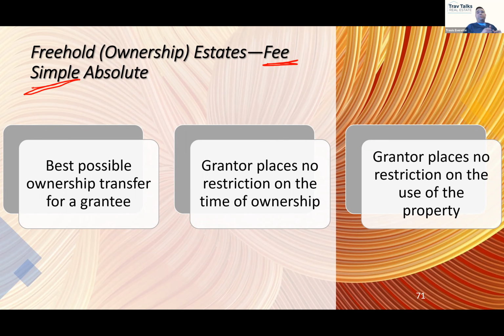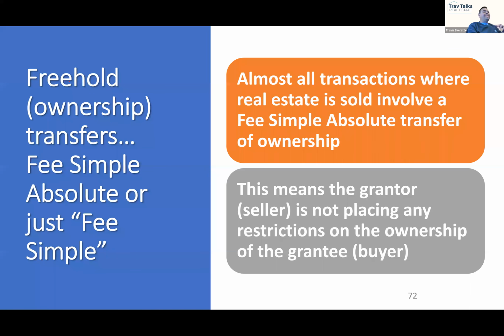Sometimes they'll leave the word absolute off. Sometimes they'll put the word absolute in. They mean the same thing. But the key with fee simple absolute is that the grantor at that moment, and remember, grantor changes over time. Every time we have a change of ownership, we have a new grantor, a new grantee, correct? Okay. So the grantor on this particular deed, because every deed is going to have a new grantor and a new grantee, did not place any new restrictions on that bundle of legal rights. Everybody okay with that statement?